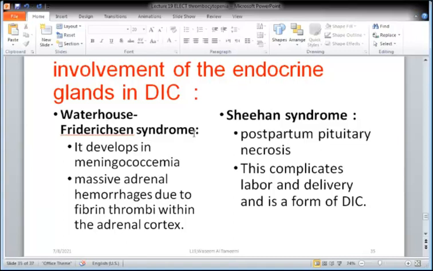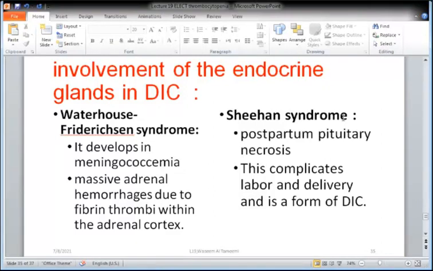Waterhouse Friderichsen syndrome develops in meningococcemia. It is due to massive adrenal hemorrhage due to fibrin thrombi within the adrenal cortex. And then acute adrenal insufficiency occurs because of this massive bleeding within the adrenal glands. يجي acute Addisonian crisis إذا درستوها بالإندوكرين.